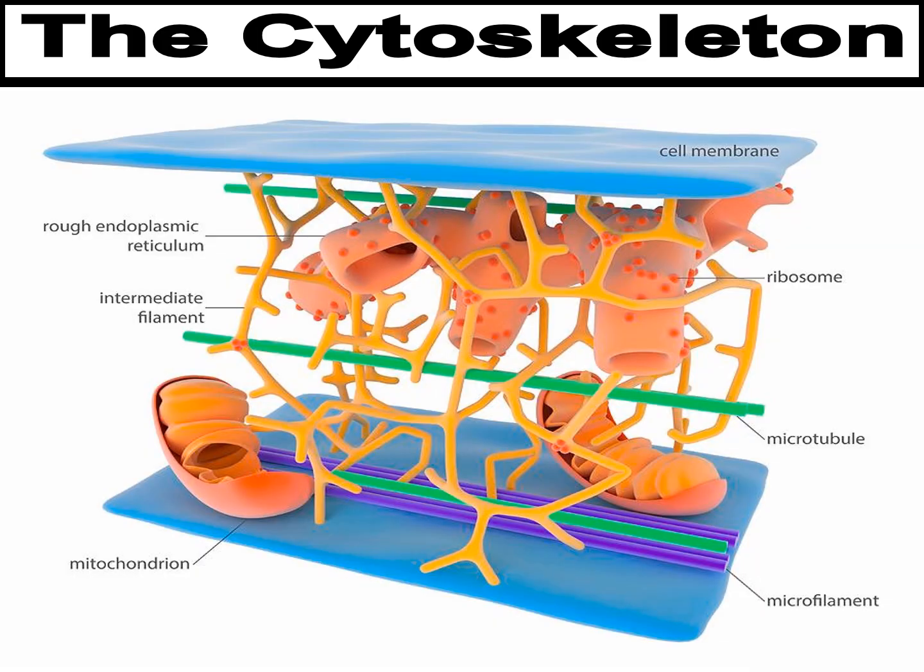From this view of the cytoskeleton, you can see how the microfilaments, intermediate filaments, and microtubules provide a cellular support system, as well as a molecular transport system.